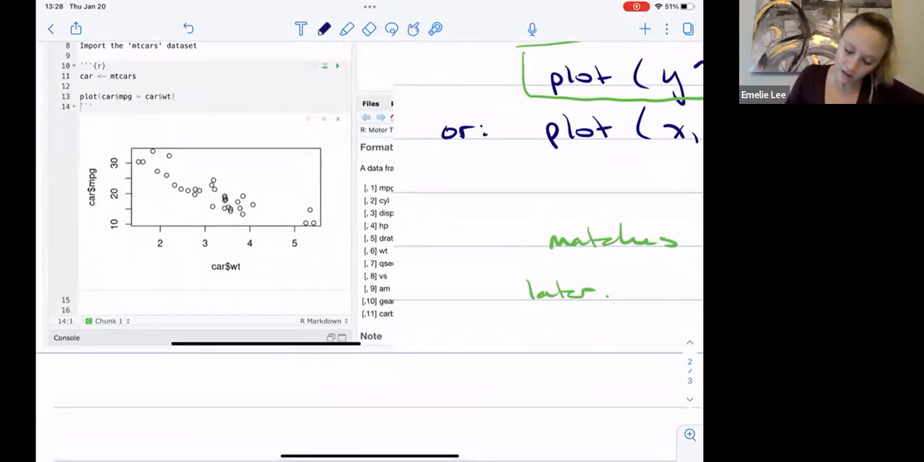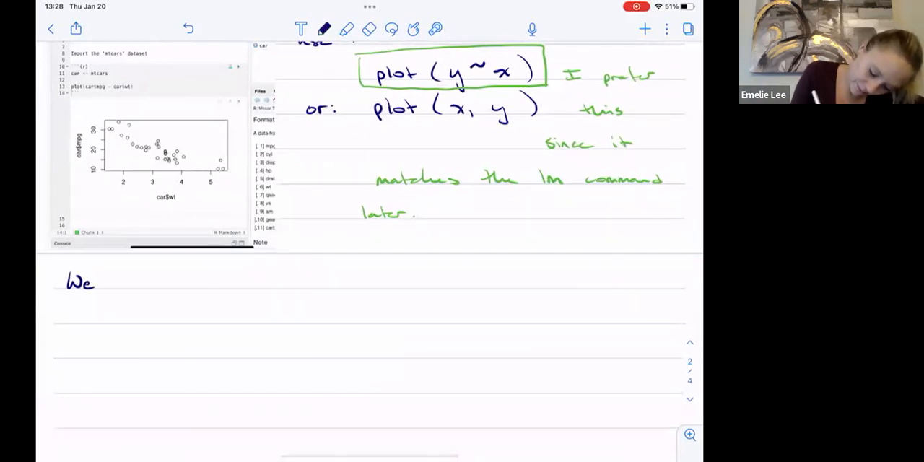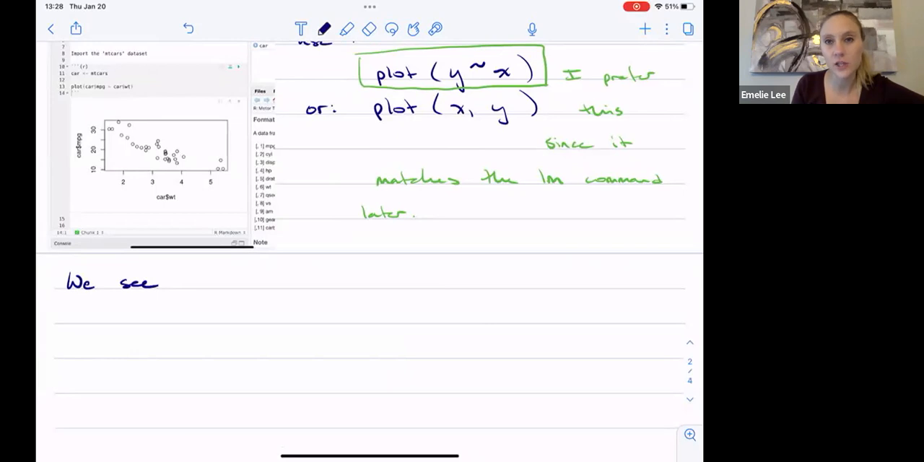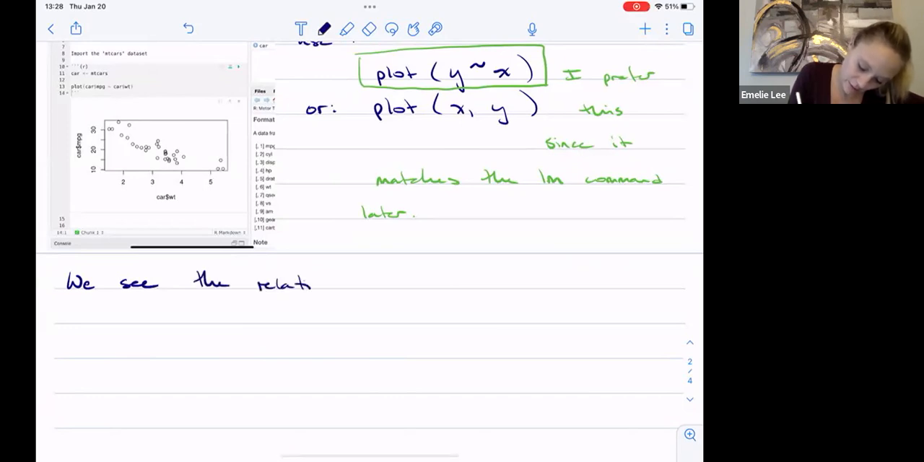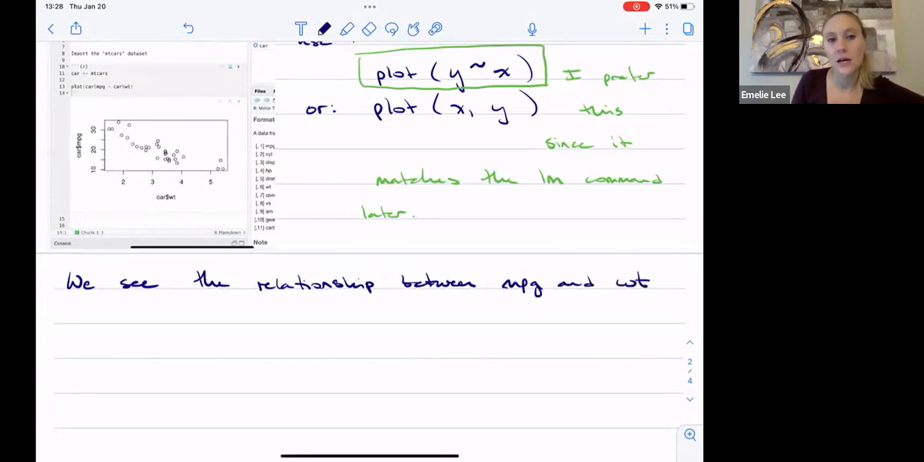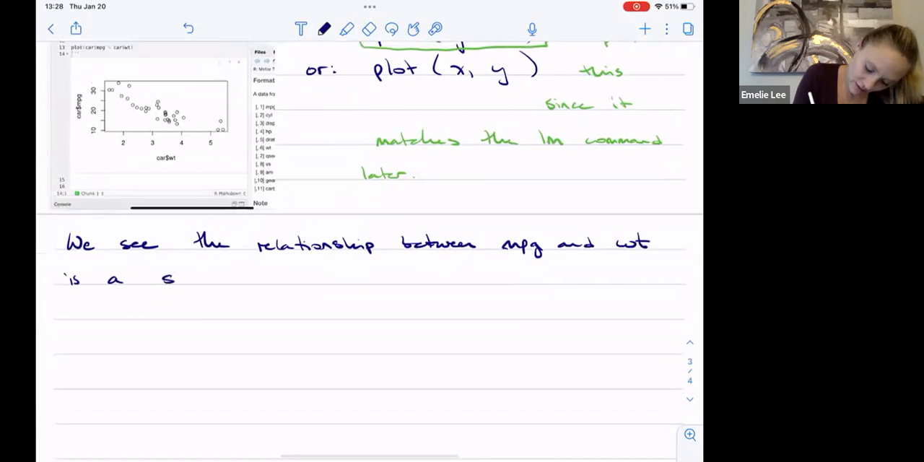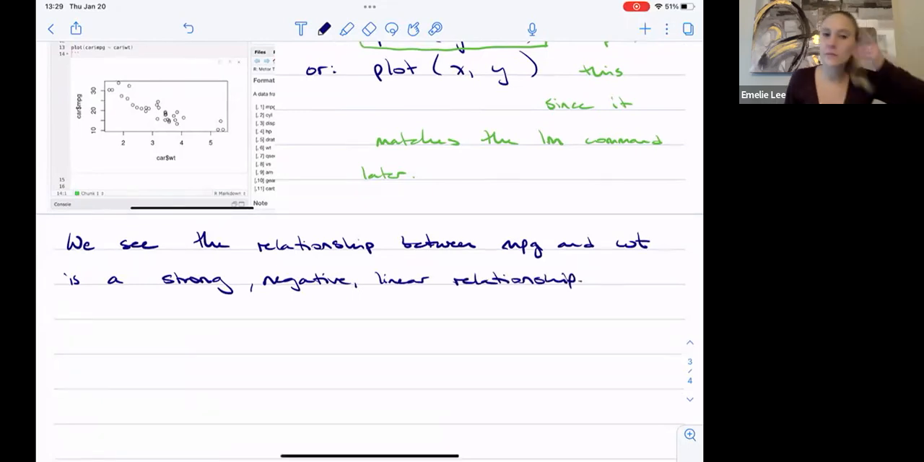We see the relationship between MPG and WT is, I don't know, I'm going to go with a strong negative linear relationship. Good.